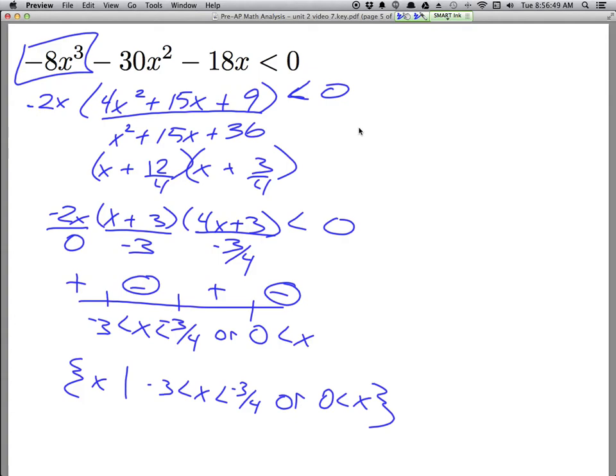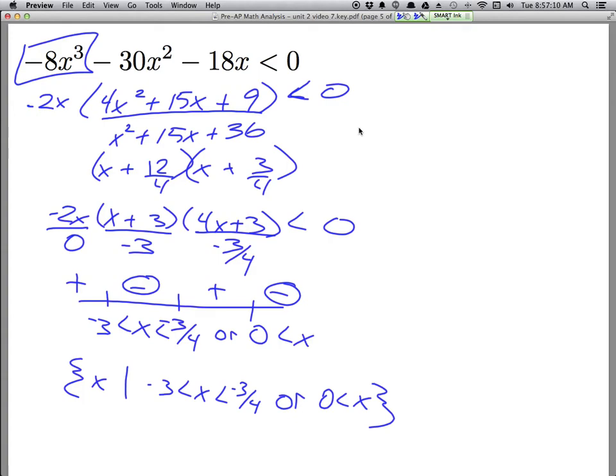So any x value between negative 3 and negative 3/4 or greater than 0, when I plug it into this problem, what should happen? Right, when I plug it into this problem, it should give me a number that is less than 0. That's what we're doing there.